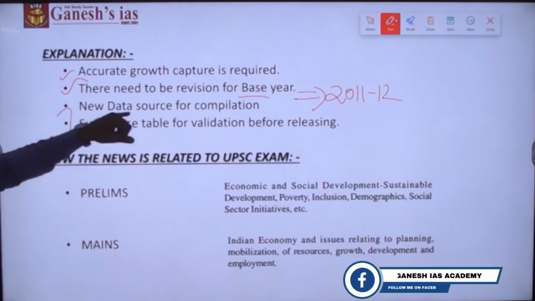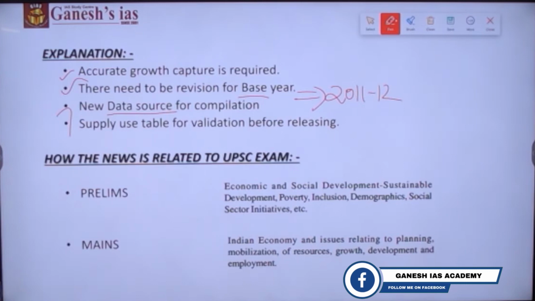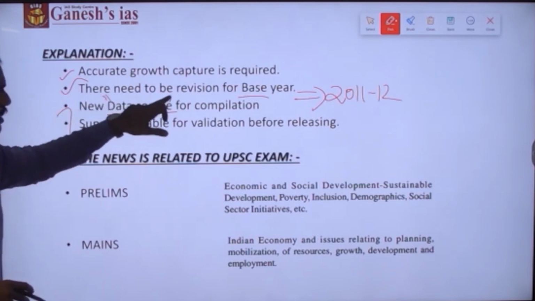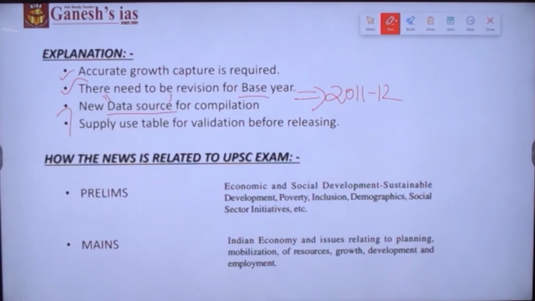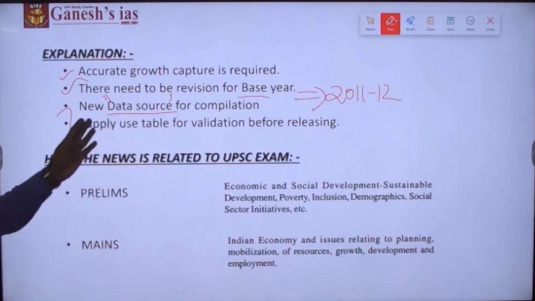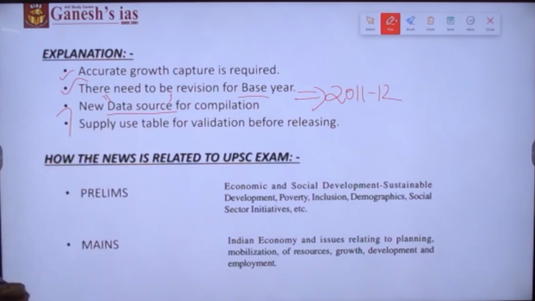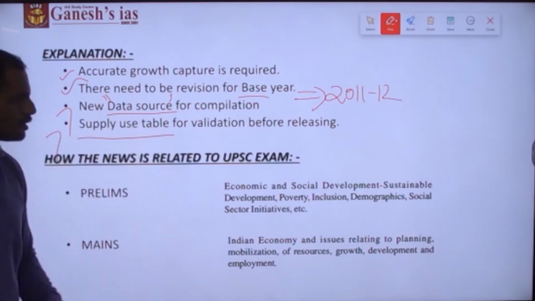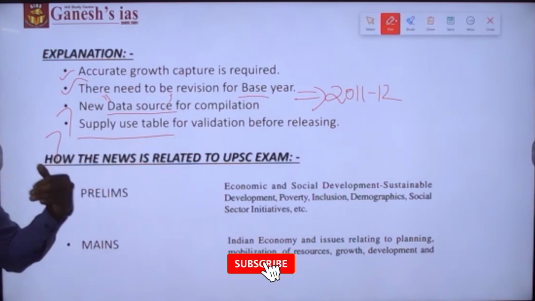Secondly, the new data sources for compilation need to be enhanced so that the new areas or the new economic activities which have emerged during the previous years are captured, because of the new data sources used for the compilations. And then thirdly, there need to be supply use tables for validation before releasing the estimates.